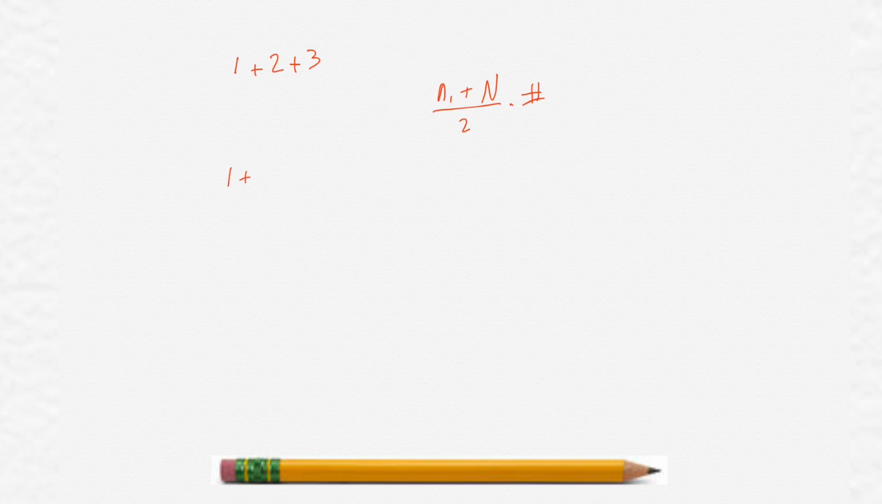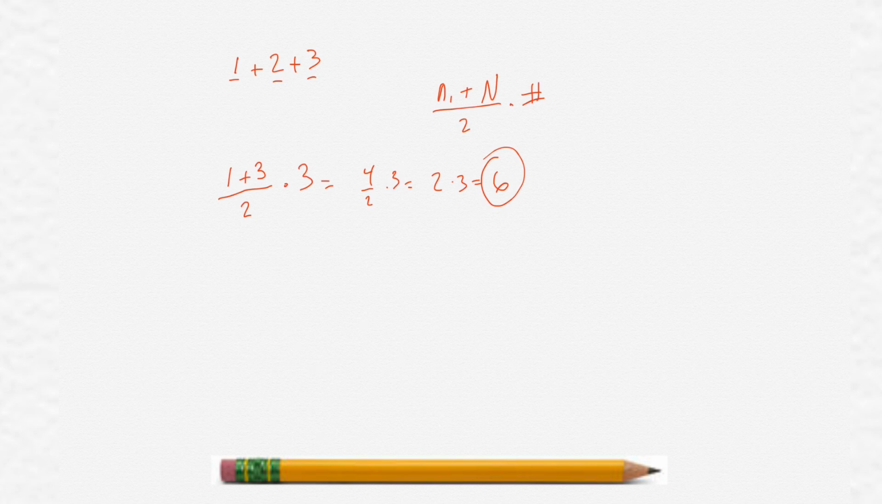Okay, so the first number is 1, and the last number is 3, so we go 1 plus 3 divided by 2 times, how many numbers do we have? We have 3 numbers, so you multiply that by 3, and then you have 4 over 2 times 3, and that equals 6. So that's the sum of that short sequence.